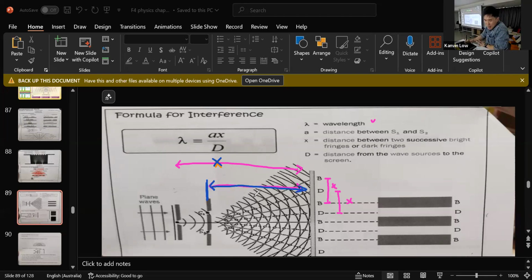Okay. So guys, the big D is actually from the interference to the screen. Do you get what I mean, everyone?